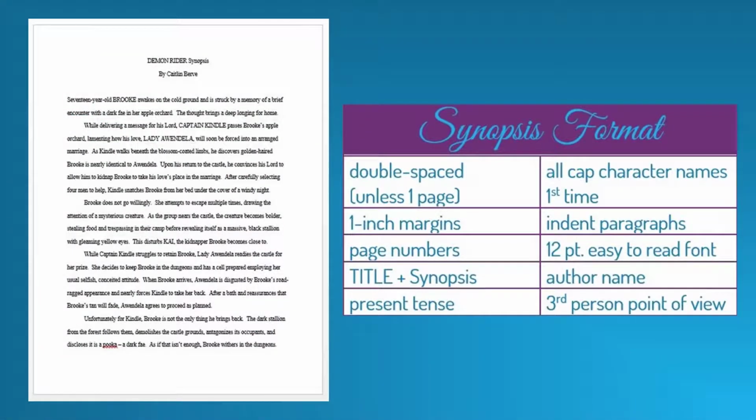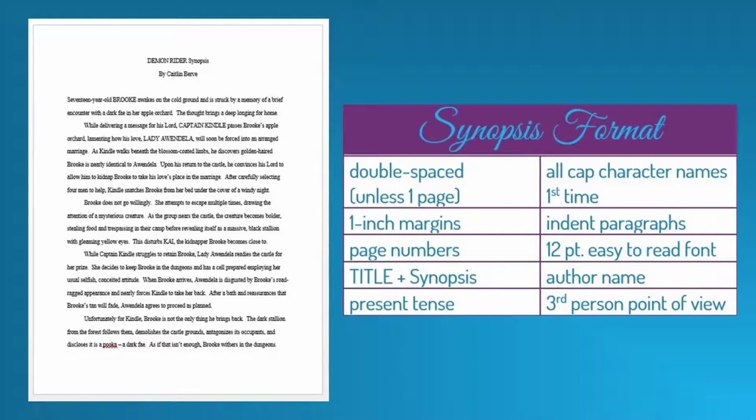Standard synopsis format is very similar to standard manuscript format, which you should use for your sample pages. I have a video on that as well. Here's how you should format your synopsis. It should have 1-inch margins, be double-spaced. You should indent your paragraphs, number your pages, and use 12-point Times New Roman or another easy-to-read font. You should include the title of your book, as well as the word synopsis. The title should be in all caps, and synopsis should be capitalized and then lowercase.